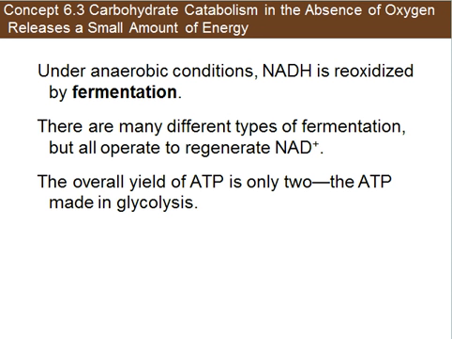process of fermentation. There are many different types of fermentation, but they all operate to regenerate the low energy portion, NAD, because then that NAD will go back into the beginning of glycolysis and get reduced. The overall yield of ATP is much lower than during aerobic respiration, the respiration with oxygen. There's only 2 ATP formed, and that's just the 2 ATP that are made net during glycolysis.